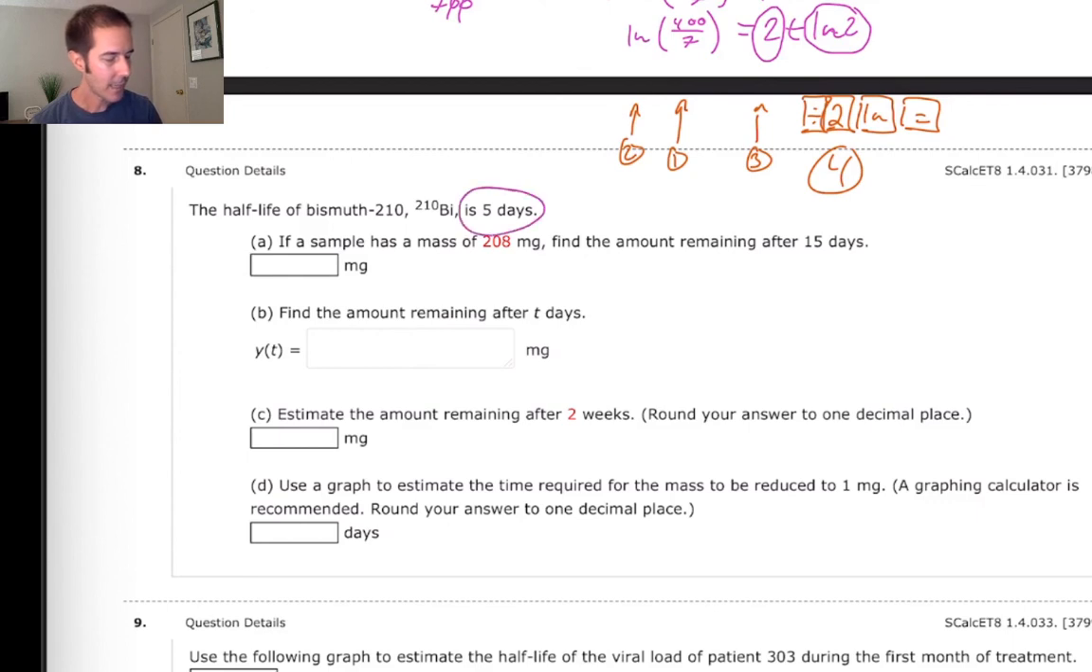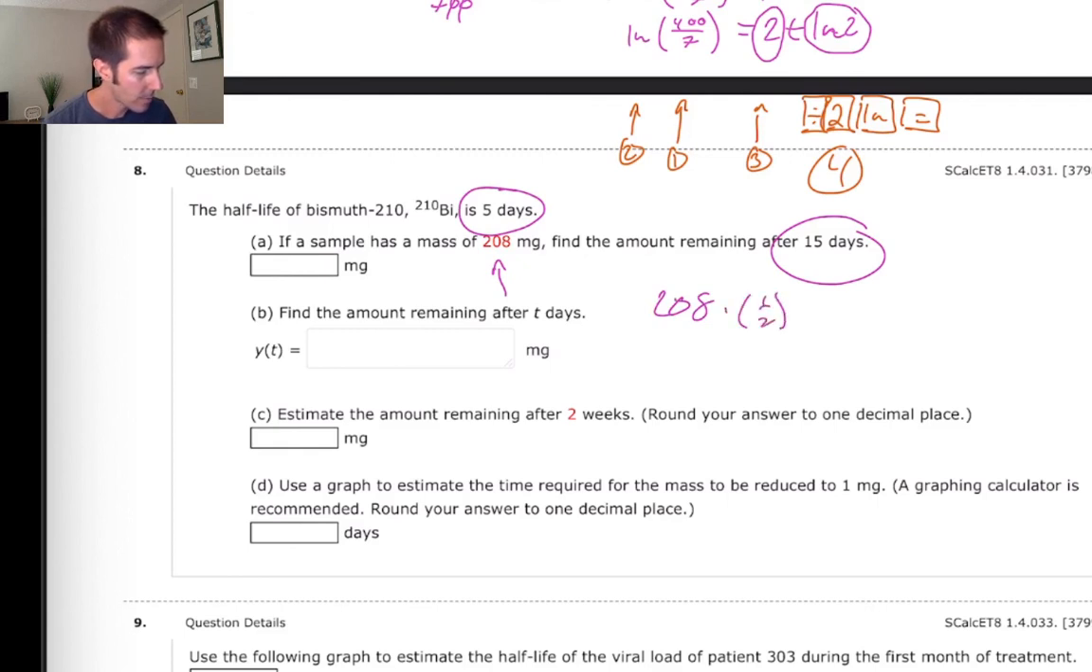How many 5-day periods are there in 15 days? In other words, how many times does 5 go into 15? 3. So how many times will we need to half the original amount of bismuth? We will have to half that number, or multiply it by 0.5, or multiply it by 1/2, 3 times. So you can take the 208 and multiply it by 1/2 to the 3rd power, however you want to do that.